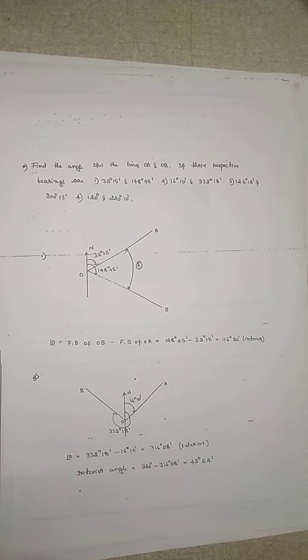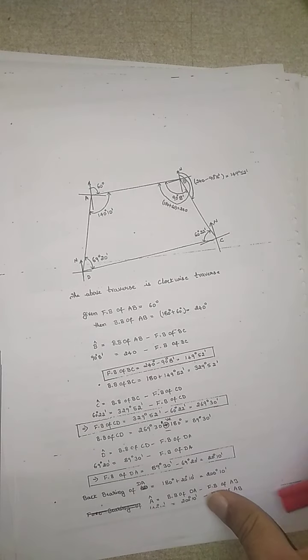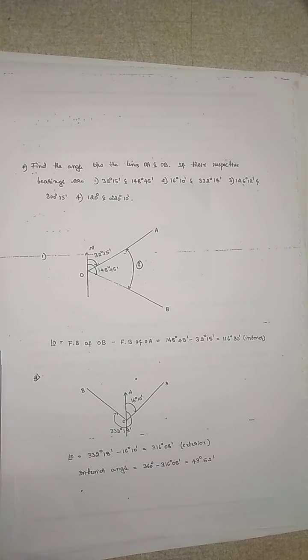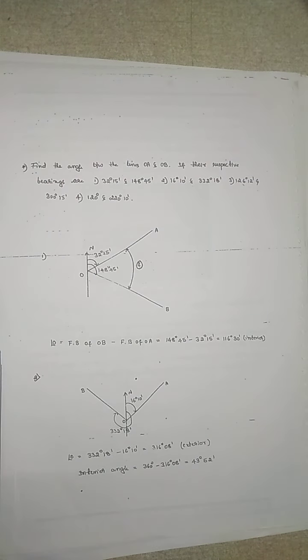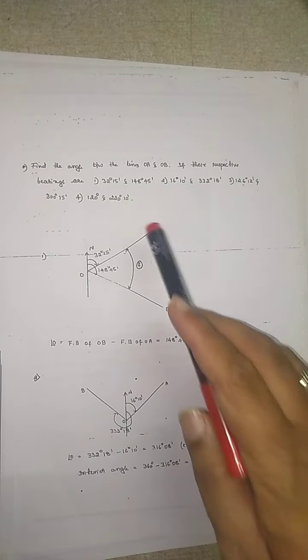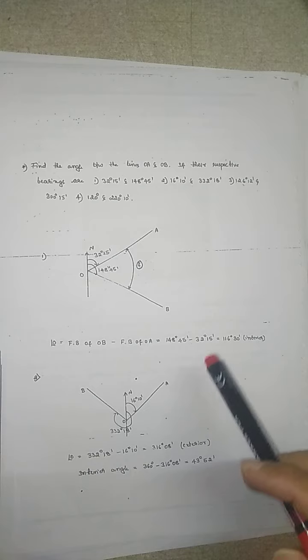Now we will solve. This is how, if the included angle is given, you need to calculate the fore bearing and the back bearing. The things are very simple, right? Then we will find out the included angle. Again, we have studied the included angle. Find the angle between the lines OA and OB if their respective bearings are 32 degrees 15 minutes and 148 degrees 45 minutes. This is the first problem.